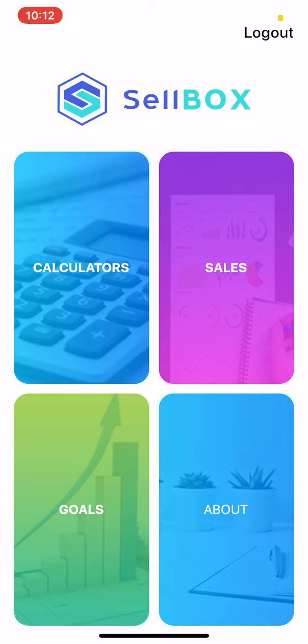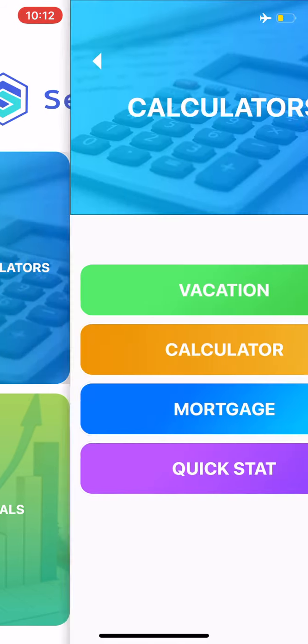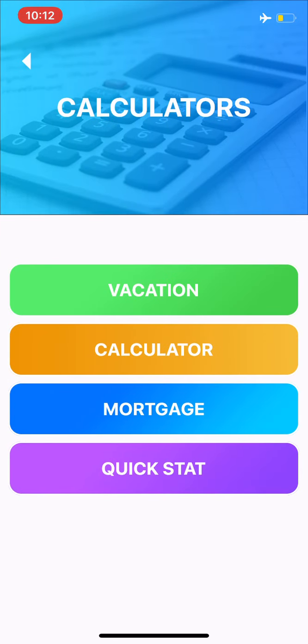So what we're going to do is start off with the calculator section, and we're going to create a video solely on calculators, 1 video for sales, and 1 video for goals. Starting off with the calculator section, we'll just click on the blue icon. You'll notice that there's 4 quadrants: vacation, calculator, mortgage, and quick stat.